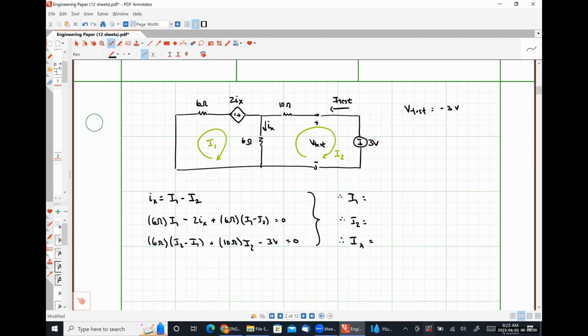So let's see. 1, negative 1, negative 1, 0. 6 plus 6 is 12, negative 6, negative 2, 0, so let me just double check here, 6 and 6, so 12 I1 minus 6 I2 minus 2 IX. For our third equation, we have negative 6 I1, 16 I2, 0 IX, positive 3. Solving, we get 3/34 of an amp.